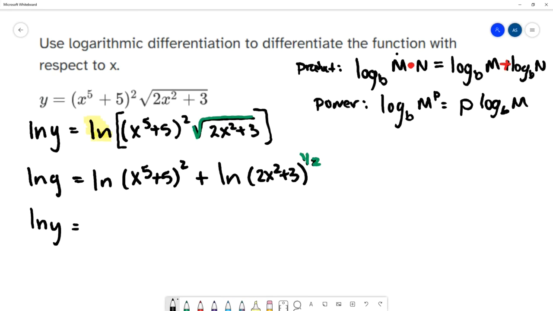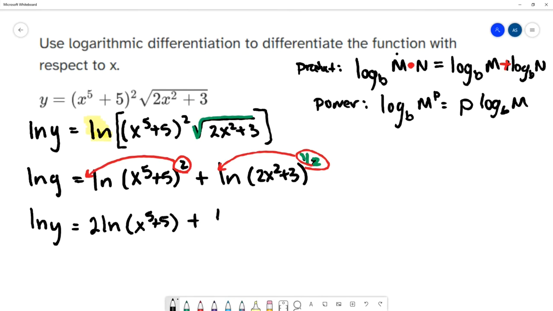So now I'm going to use that power rule to move these powers into the coefficient. So remember, so far I'm only doing algebra steps. I've got 2 natural log of x to the 5th plus 5 plus 1/2 natural log of 2x squared plus 3. And now I'm ready to calculate the derivative.